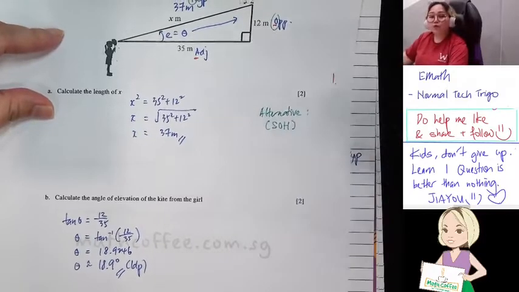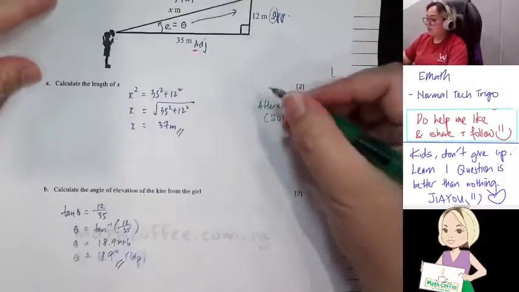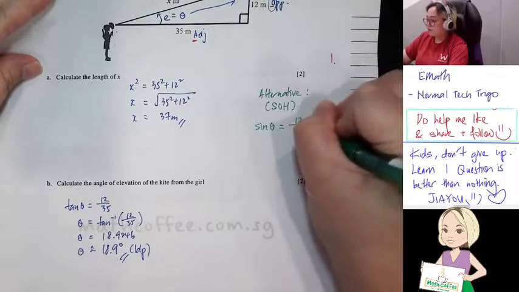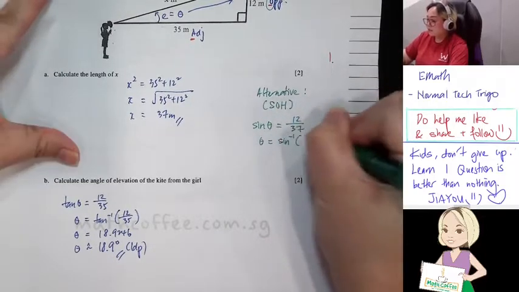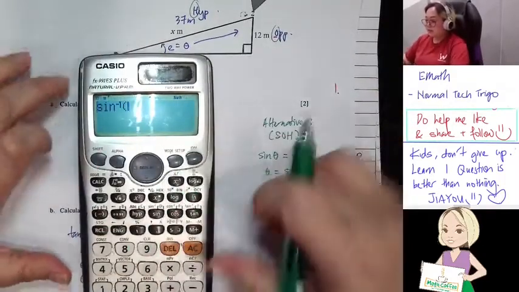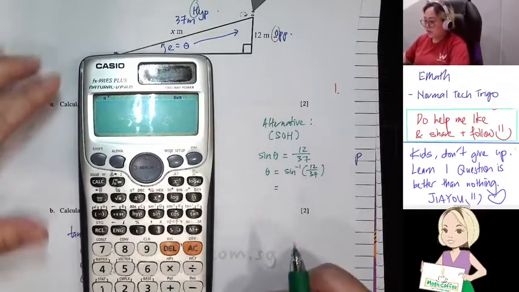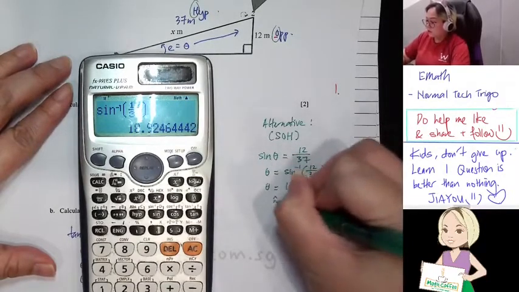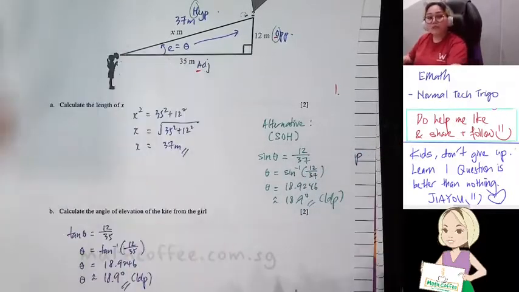If let's say I want to use SOH, I will use 12 and 37, right? So you form the equation and you will say, okay, sine theta is equals to 12 over 37. So you find the theta, same thing, sine inverse 12 over 37. So again, we key in sine inverse 12 over 37, and you get 18.9246. Same thing, round off to 1 dp, 18.9 degree. So you see it's the same answer.